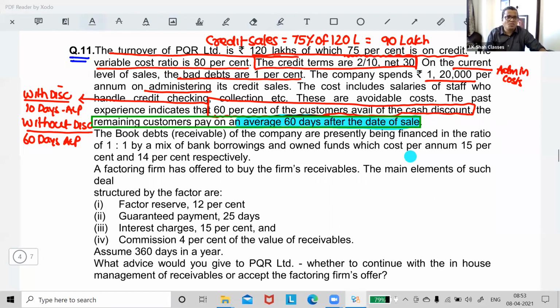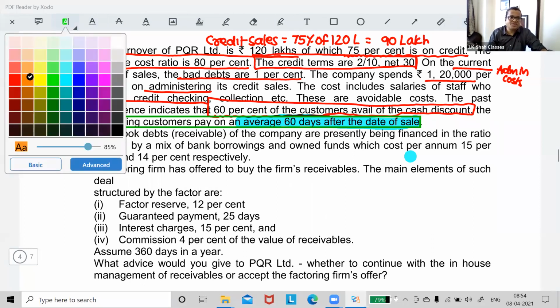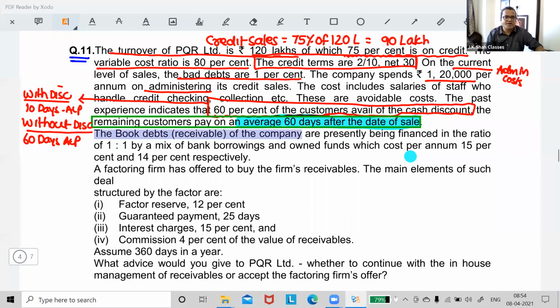There is some more extra information also, guys. Now, what is that additional extra information? Check for yourselves. The book debts of the company are presently financed in the ratio of 1:1 by mix of bank borrowing and own funds, which was 15% and 14% respectively. Oh, something new again, right? Book debts are financed in the ratio of 1:1.